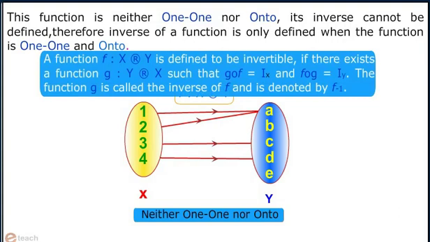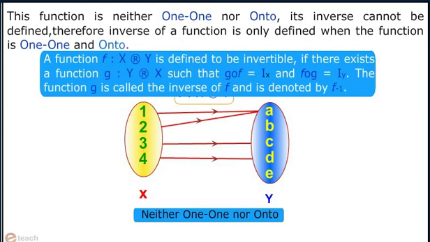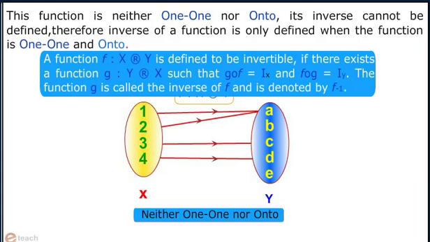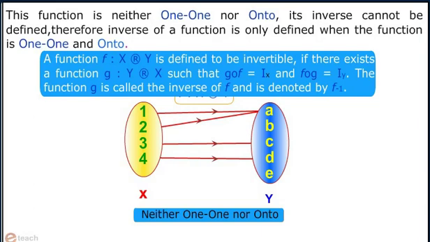A function f defined from set X to set Y is defined to be invertible if there exists a function g defined from set Y to set X such that gof is equal to I_X and fog is equal to I_Y, where I_X and I_Y are identity functions of X and Y. The function g is called the inverse of f and is denoted by f inverse.